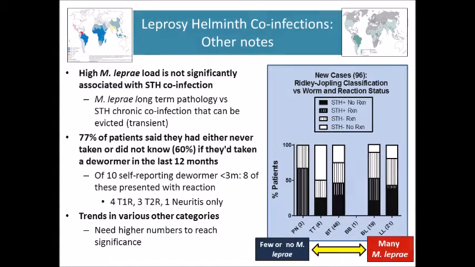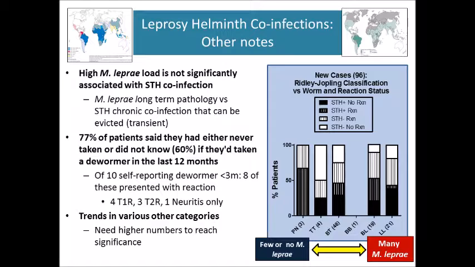77% of them said they'd either never taken or didn't know if they'd taken anything in the last 12 months. However, 10 of the patients said, yes, I did take a dewormer in the last 3 months. Out of those 10, 8 of them had reported with reaction. Now this is anecdotal because I don't know how many people did or didn't take it. It's self-reported. We don't know who didn't show up at the hospital, didn't have a problem. But it is an interesting trend.